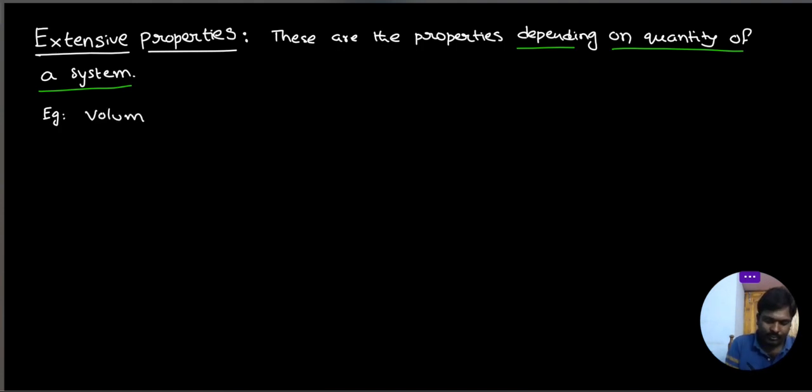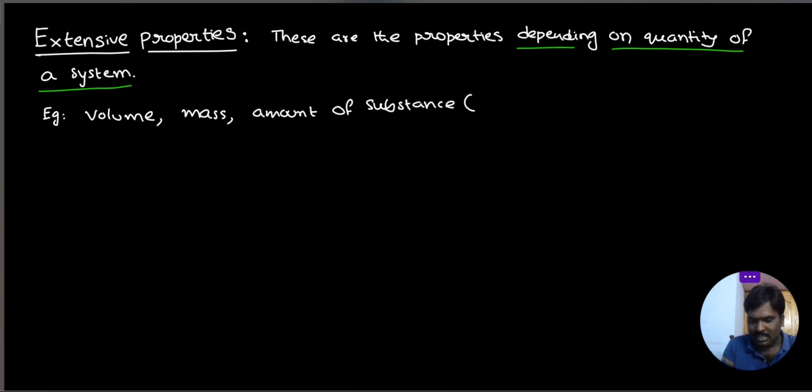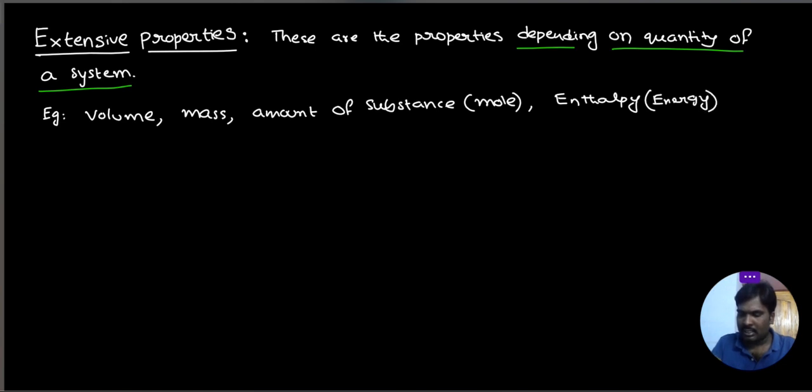Volume, mass, amount of substance. Amount of substance means that is simply called mole. Enthalpy, another name energy also, enthalpy or energy, indicated with H.